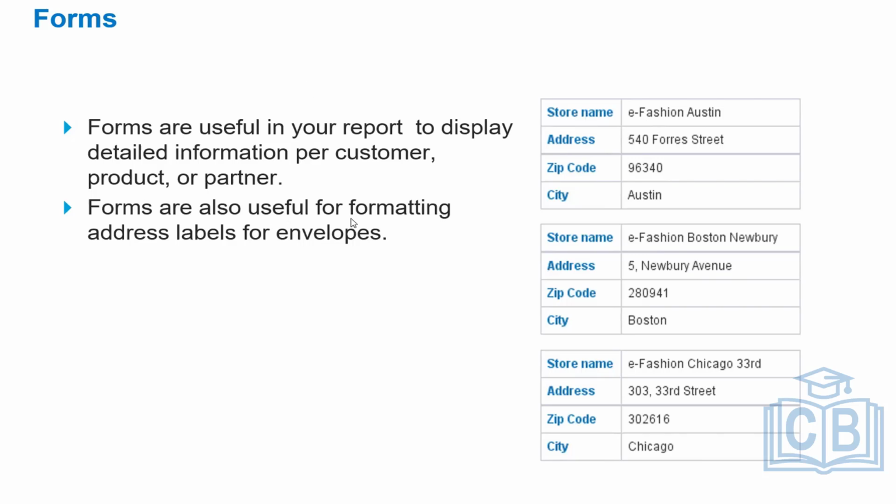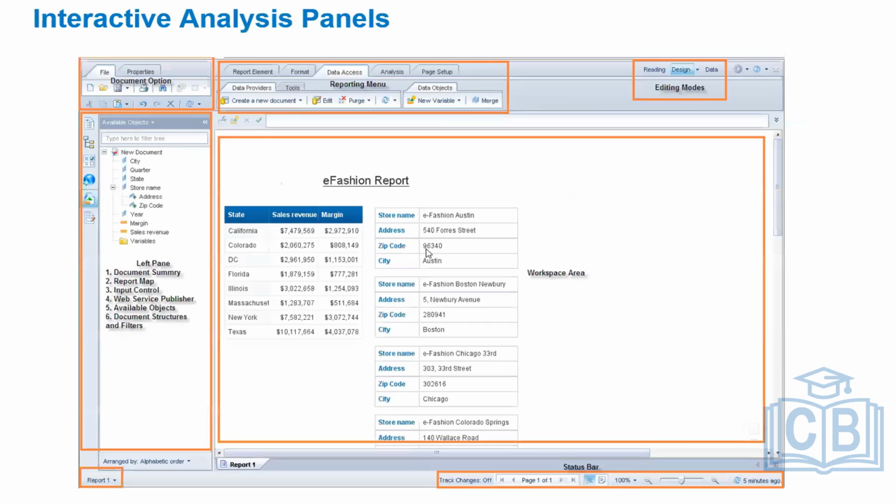See here, forms are also useful for formatting address labels for envelopes. So these are the panels that we use to create reports. If you click on design, then only we can edit. So the editing mode is design mode. This is the left pane. It contains all these options.